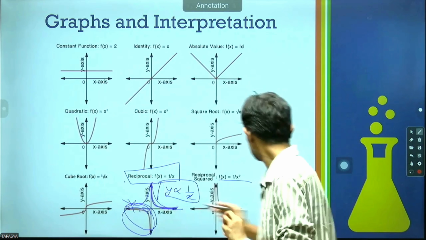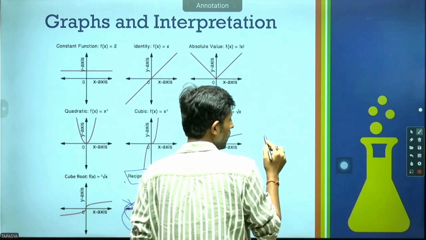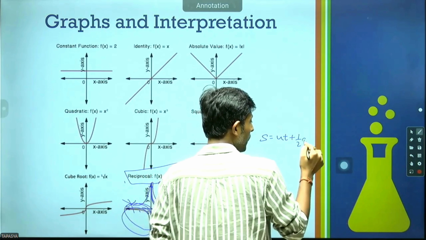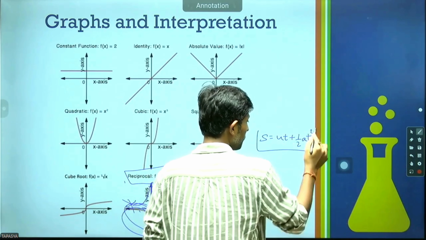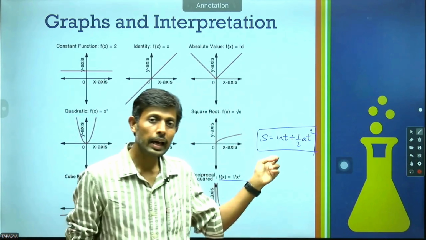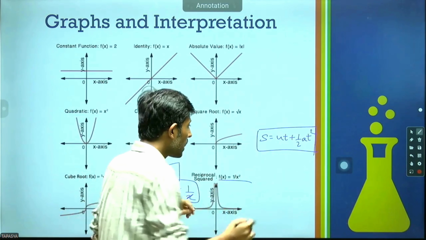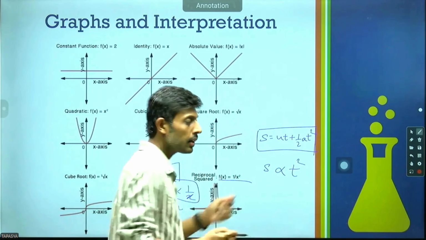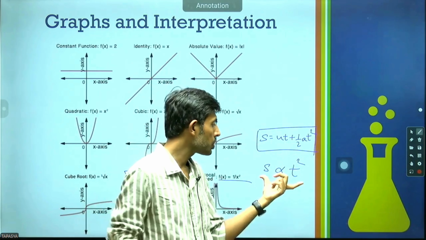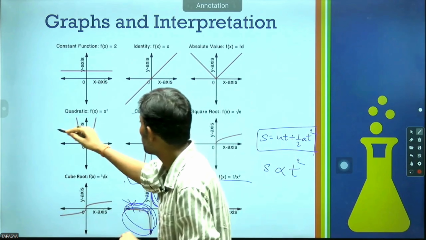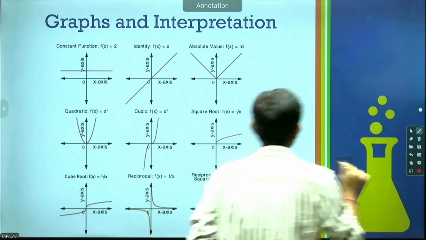Take any equation, for example, s equals ut plus half at square. How is distance varying with time here? As you can see, distance is proportional to time square. So which kind of graph will it be? It would be this graph.